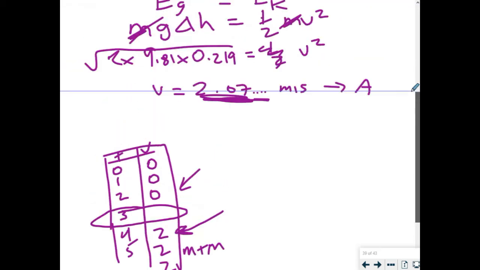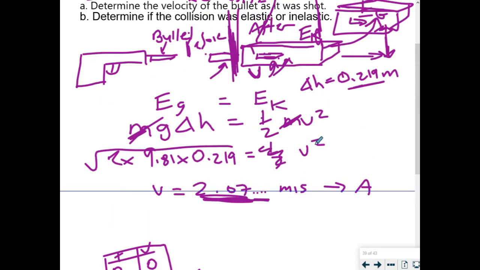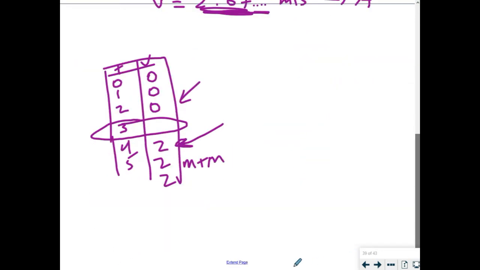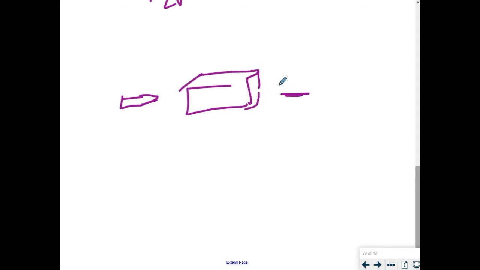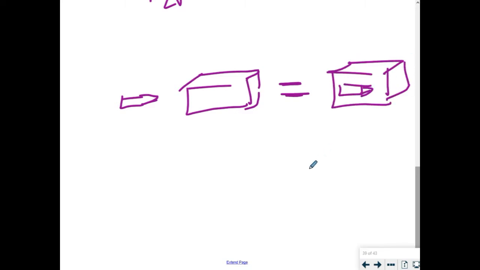So here's where we can go next, then. This was using conservation of energy. Now we can talk about conservation of momentum for the collision. So let me draw something new here. In our collision, we had this scenario. We had the bullet by itself, and we had the block by itself. And then after the collision was over, the bullet was inside the block.